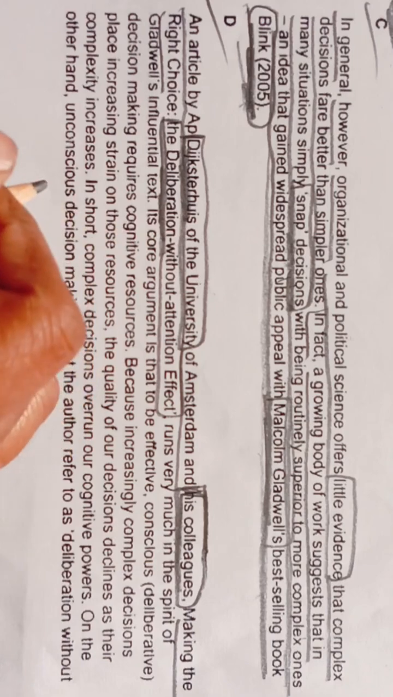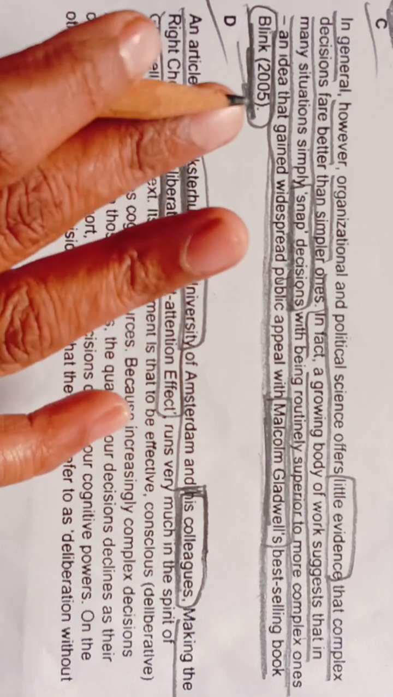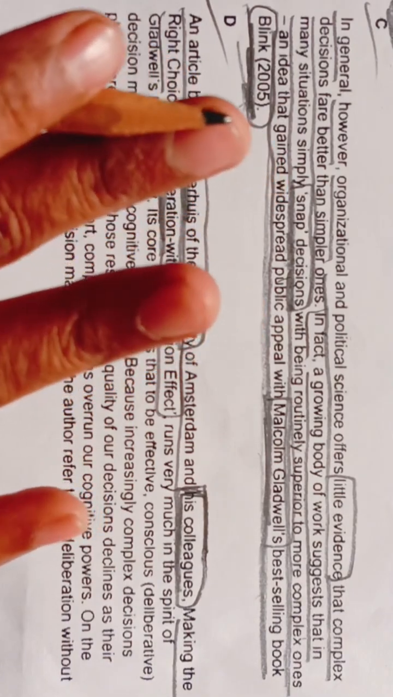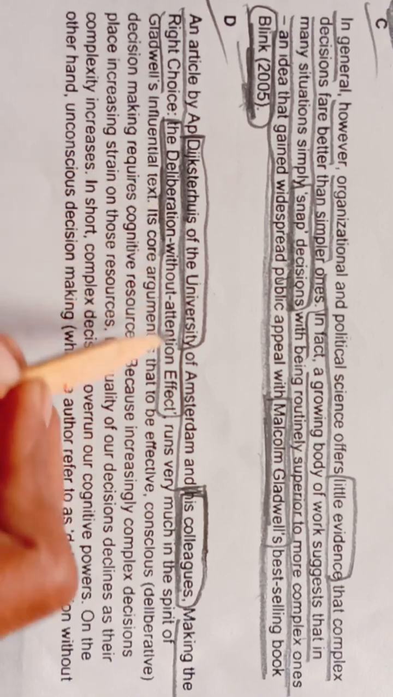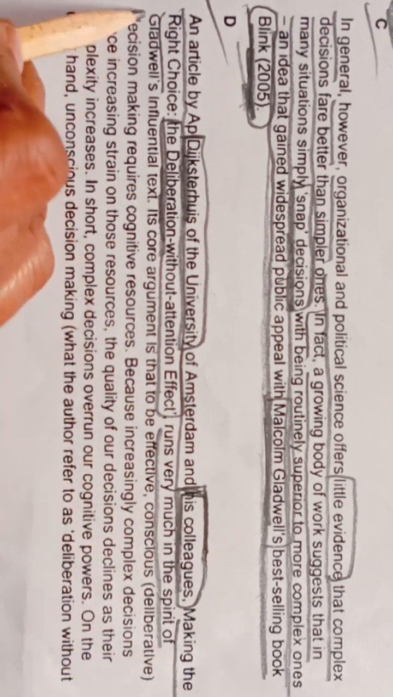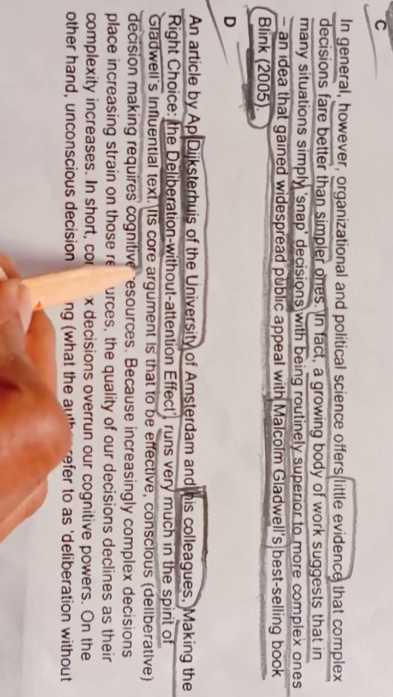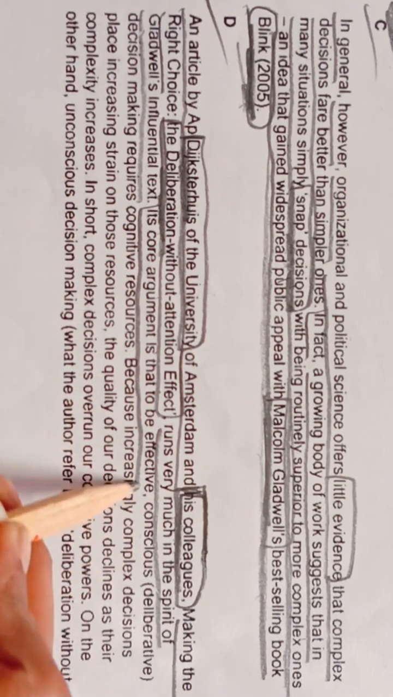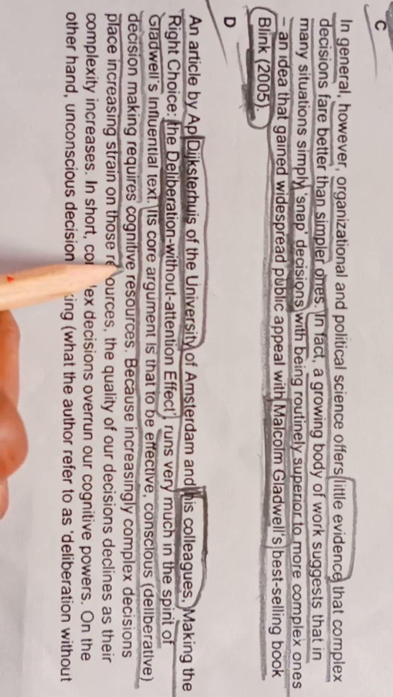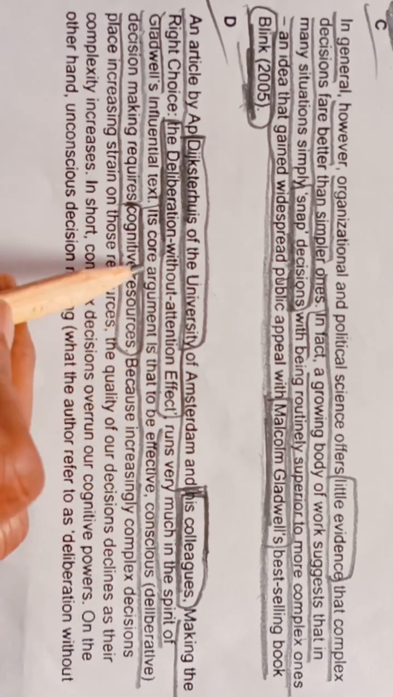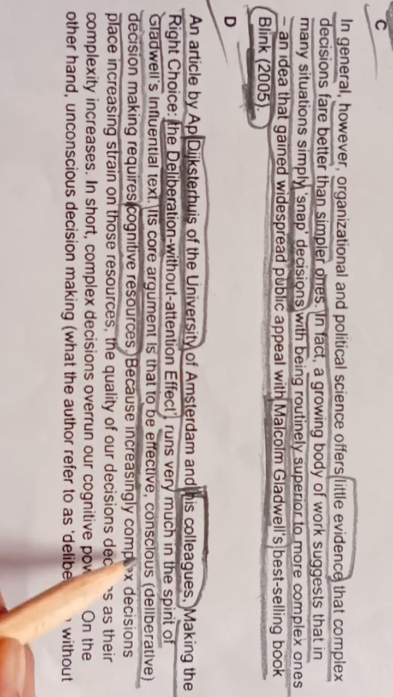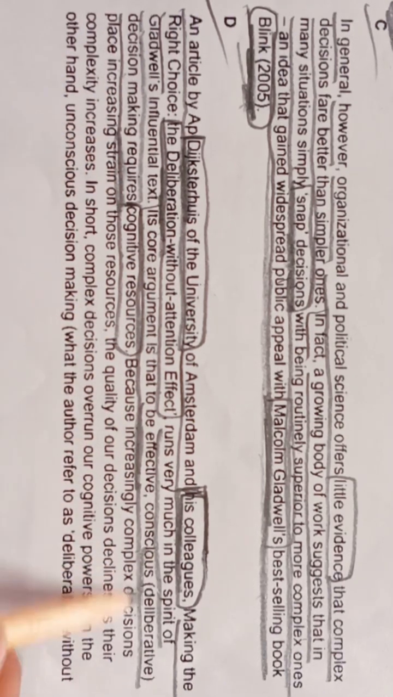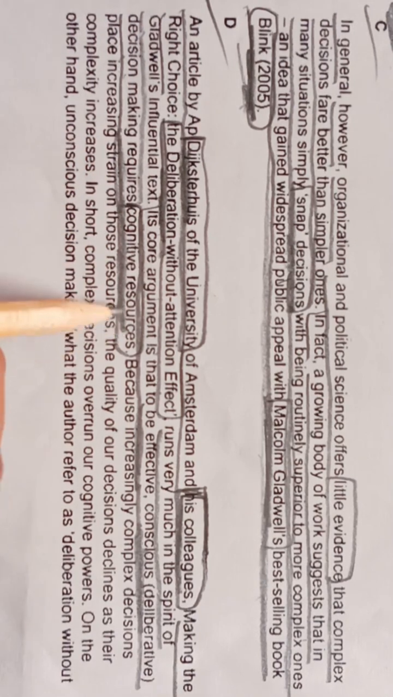What about deliberation? Deliberation means long and careful consideration or discussion. The deliberation without attention effect runs very much in the spirit of Gladwell's influential text. Its core argument is that to be effective, conscious, deliberative decision making requires cognitive resources.